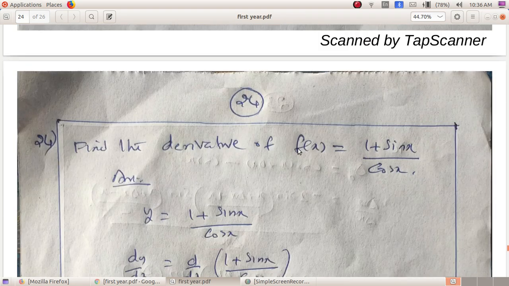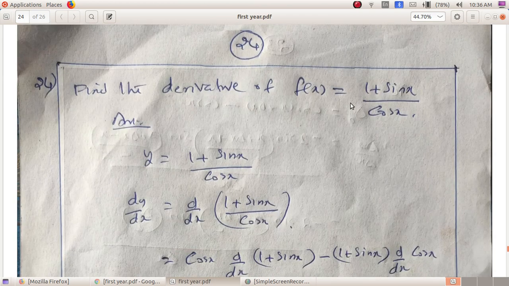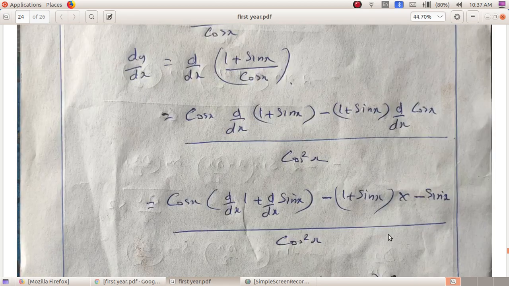Find the derivative of f of x equal to 1 plus sine x divided by cos x. You have the formula d by dx of f of x by g of x, that is g of x, cos x, into d by dx of numerator 1 plus sine x, minus is compulsory, f of x, 1 plus sin x, into d by dx of g of x, that is d by dx of cos x. Cos x into d by dx of 1 plus d by dx of sin x. This is split. Minus 1 plus sin x into d by dx of cos x, minus sin x.